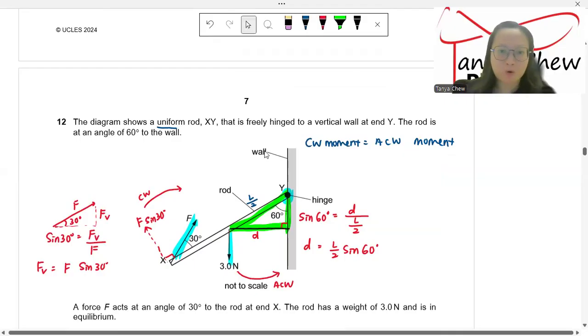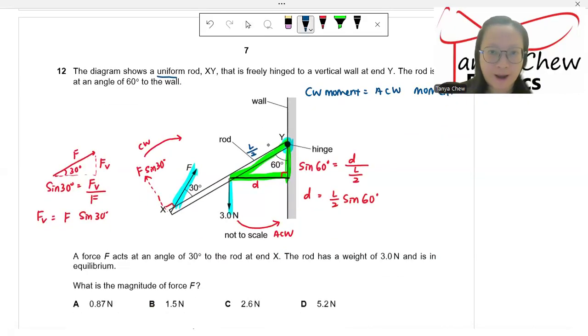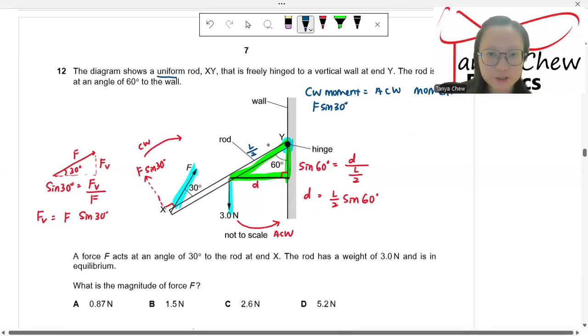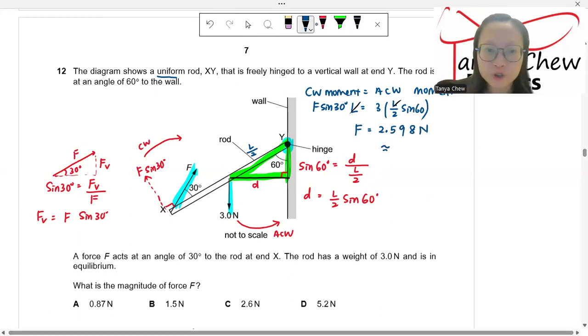My clockwise moment will be force F sine 30 times the whole length of XY, which is L, equal to the anti-clockwise moment, which is 3 times the perpendicular distance, L over 2 sine 60. Now, L and L can be cancelled off. Work it out, your F is supposed to be equal to 2.598 Newton, which you round off to 2.6 Newton. C is the answer.